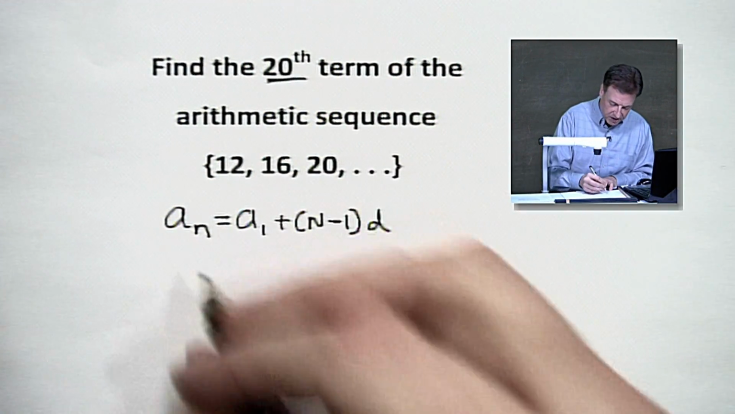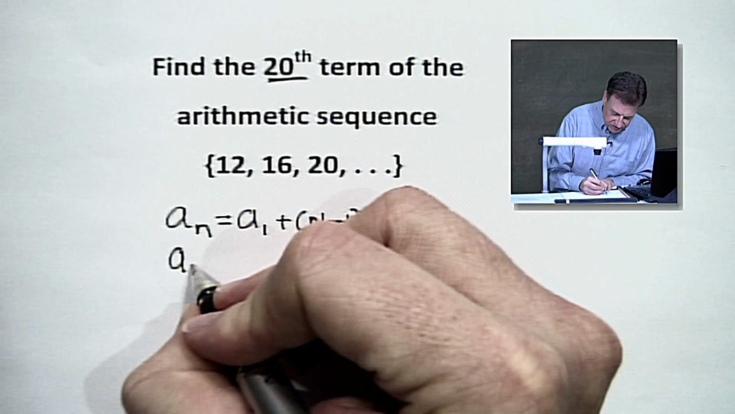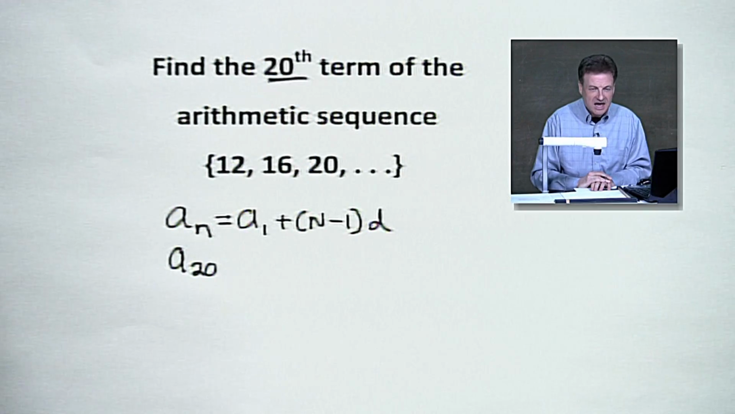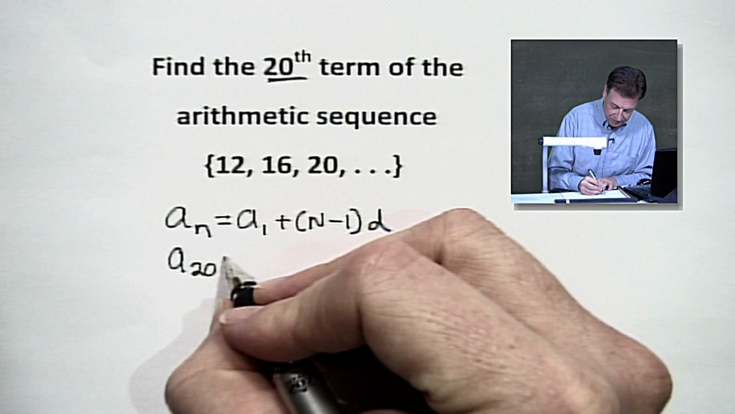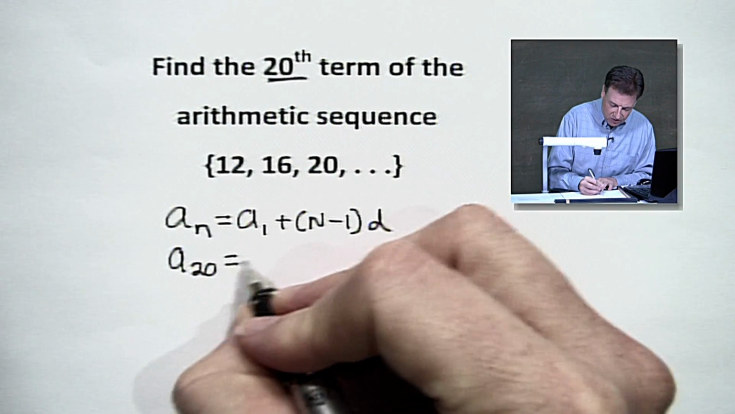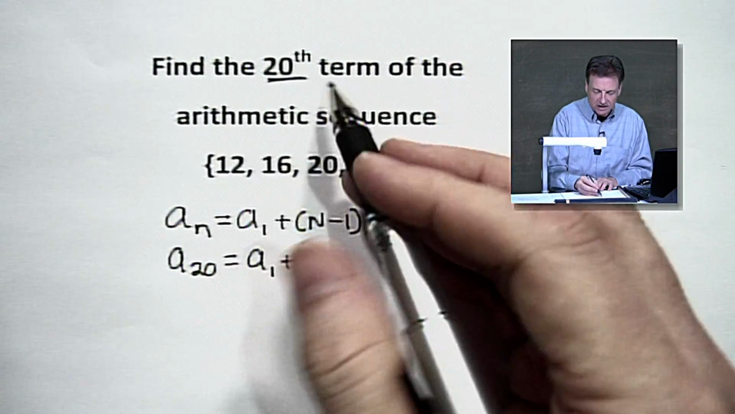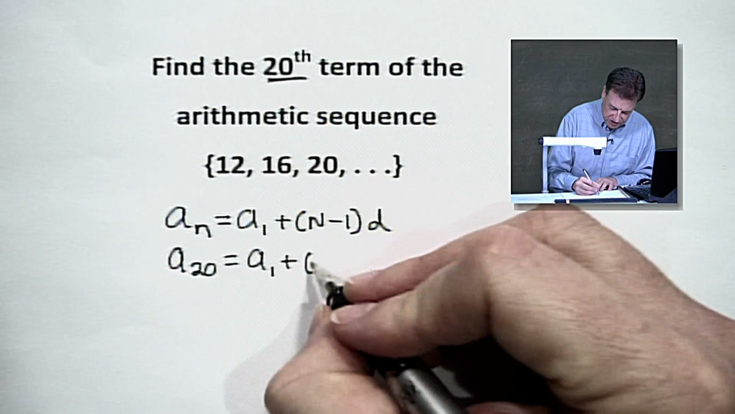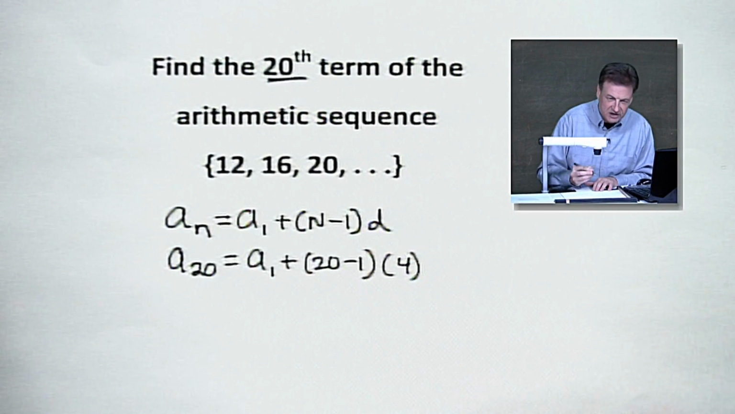So what we're going to do, we're going to plug in the numbers. We're going to substitute what we know, and I'm just going to give you a little flavor for this. There we go. a sub 20, the 20th term, the 20th a, we'll get it right in a minute, equals our first a plus, now n is 20, because that's what we're looking for. So we're going to take 20 minus 1, and then our common difference, there it is, 4.